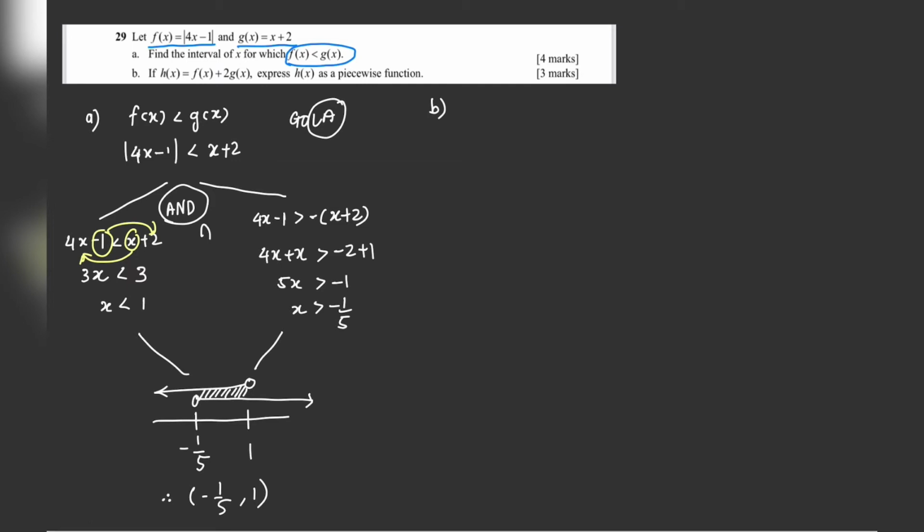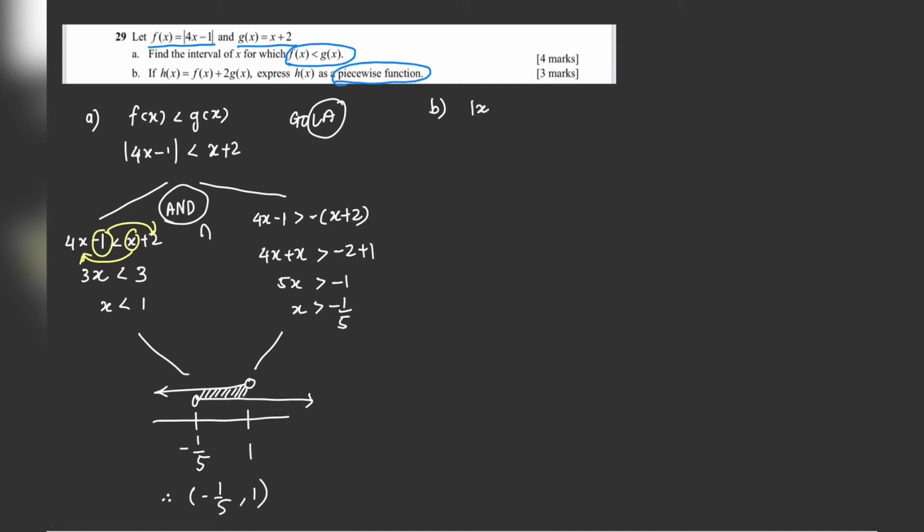Now part B. If h(x) equals to f(x) plus 2g(x), express h(x) as a piecewise function. Okay, piecewise function, dia sebenarnya wujud daripada modulus ni. Okay, kita back to the definition of modulus.